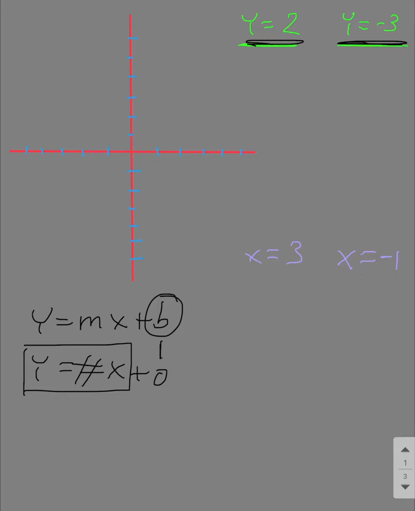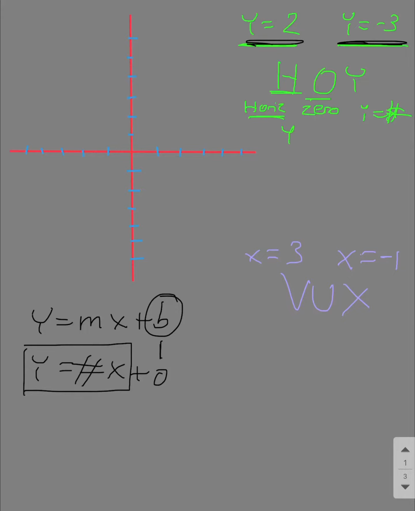This is a fun acronym we can use. HOY, VUX. The H stands for horizontal, the O is essentially 0, and this is for any y equals function. So we're going to have a horizontal line.